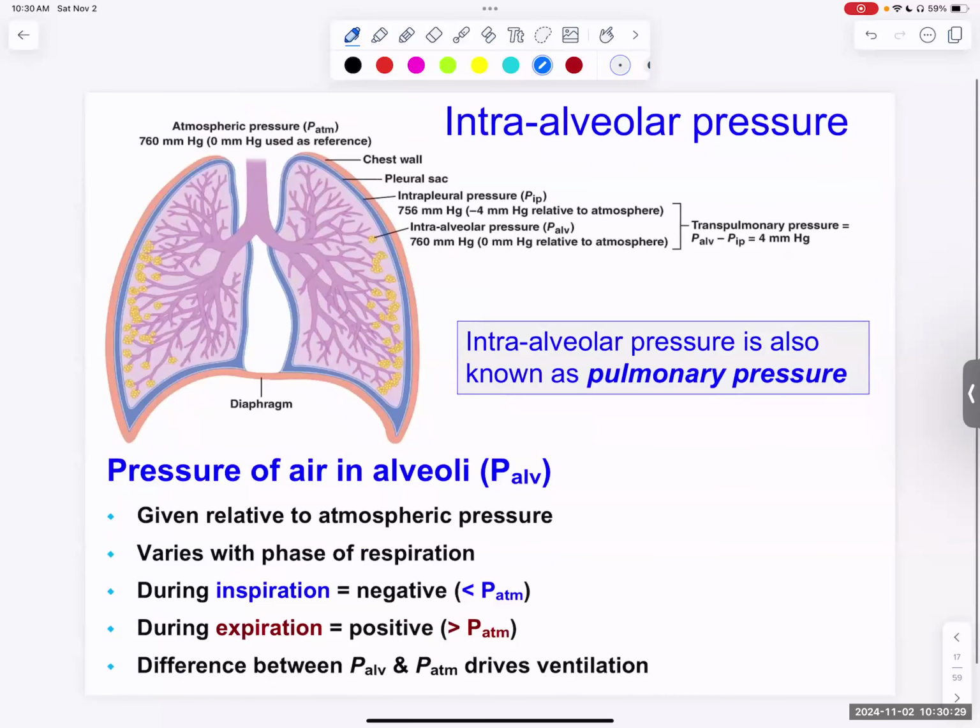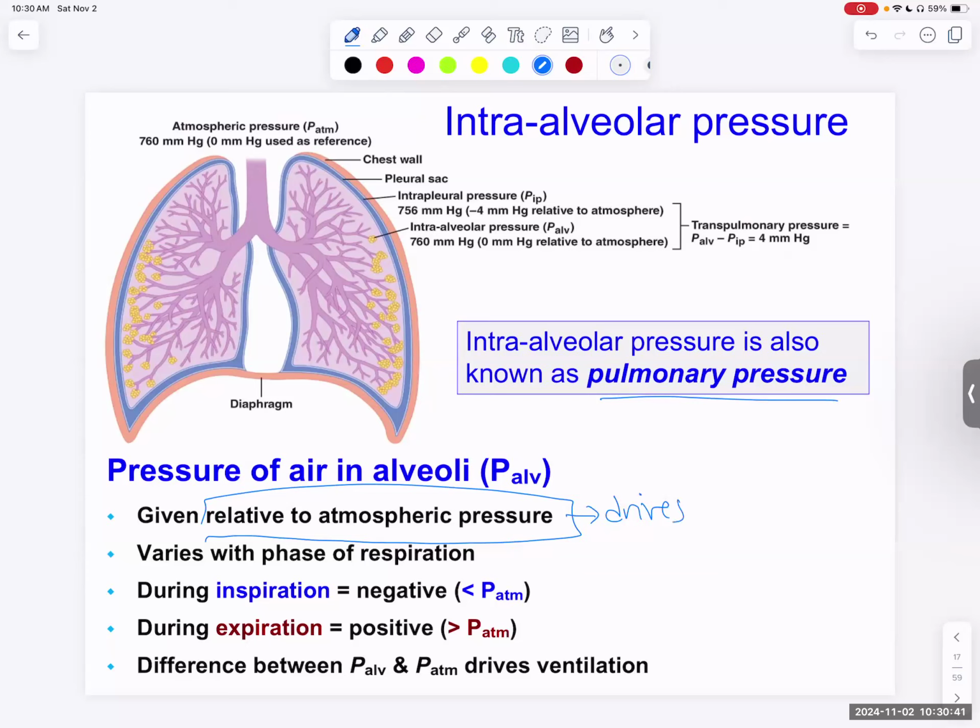Intra-alveolar pressure, also known as pulmonary pressure, is the pressure of the gas in the alveoli, and it's going to be relative to atmospheric pressure. This is what drives ventilation, or movement of air from outside into the alveoli and vice versa, going the opposite way.